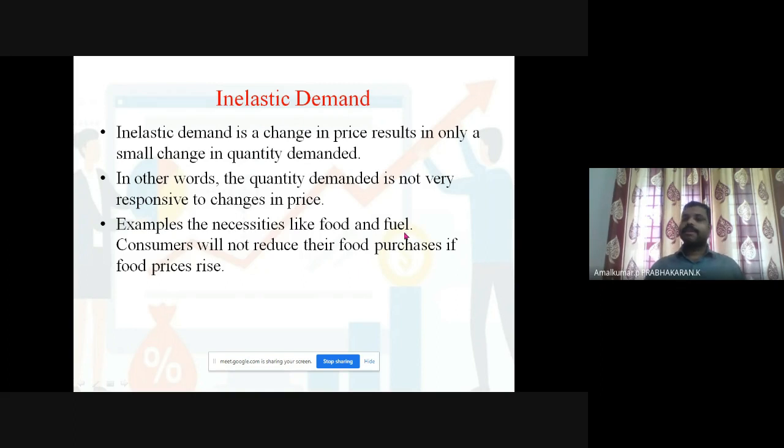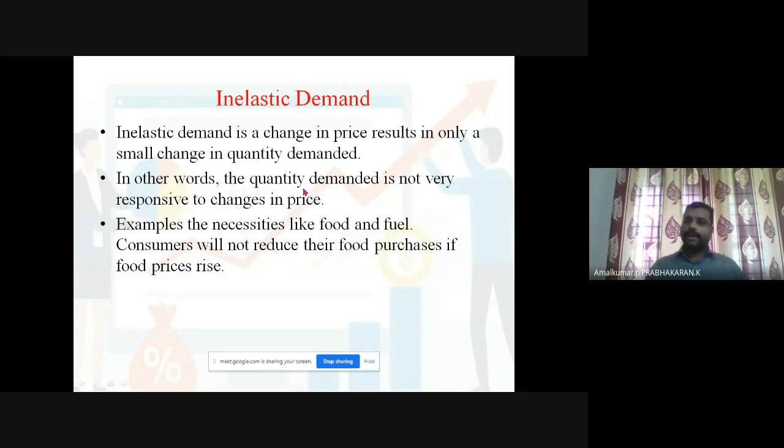A change in price does not affect the purchasing of food and fuel. The consumer will not reduce their food purchase if food prices rise. That is the situation of inelastic demand. So food and fuel are examples of inelastic demand, because consumers never stop purchasing food and fuel.